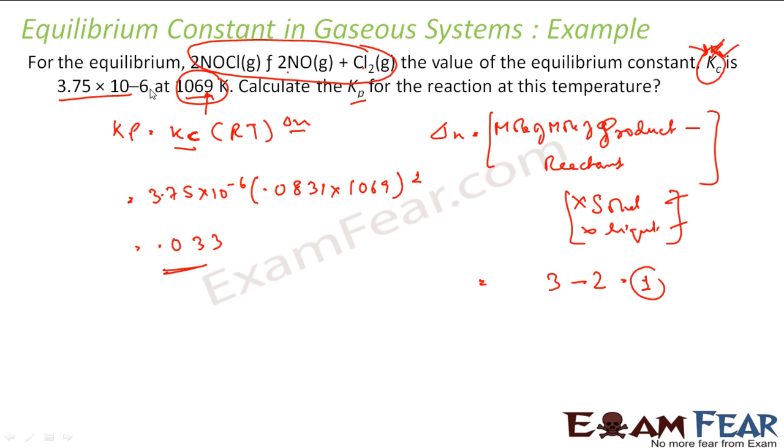Since there was no unit for this, there will be no unit for this. We'll take some examples where we have units, so we convert that into Pascal actually, moles per liter. Anyway, since this Kc didn't have any unit, Kp will also not have any unit.